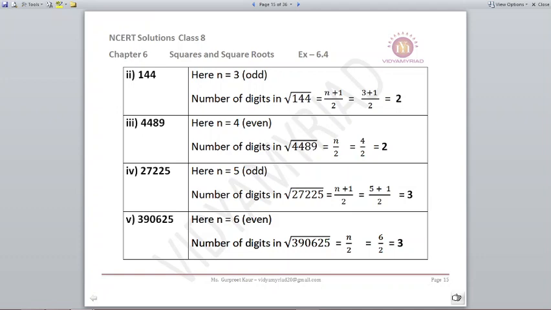Next, 4489, 4 digit number, even number has to be divided by 2, that is 4 upon 2. So it will be 2 digit number. 27225, it's a 5 digits, that means it is the odd number. So I will do 5 plus 1 upon 2, which comes at 6 upon 2, which is 3 digits it will have. 390625, it is 6 digit number, even number. So 6 upon 2, that is 3.